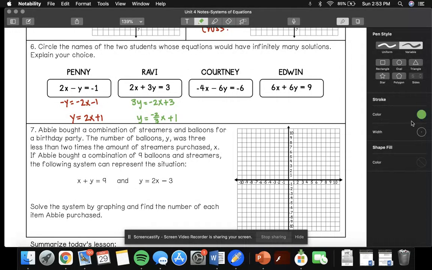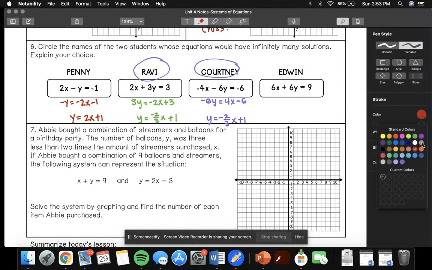For Courtney, I'm going to move this negative 4x over with a positive. And then I'm going to divide by a negative 6. So 4 divided by negative 6 is negative 2/3. Negative 6 divided by negative 6 is positive 1. I notice that Ravi and Courtney have the same exact equation. So that means that they would have infinitely many.